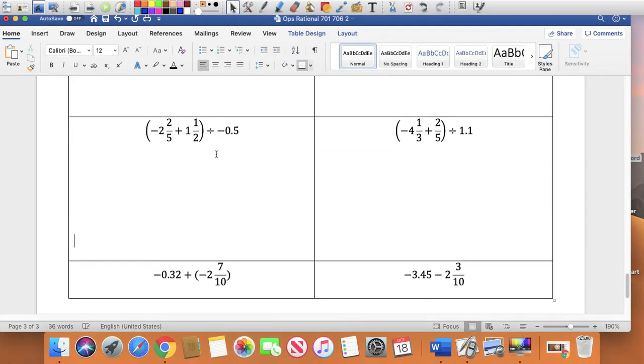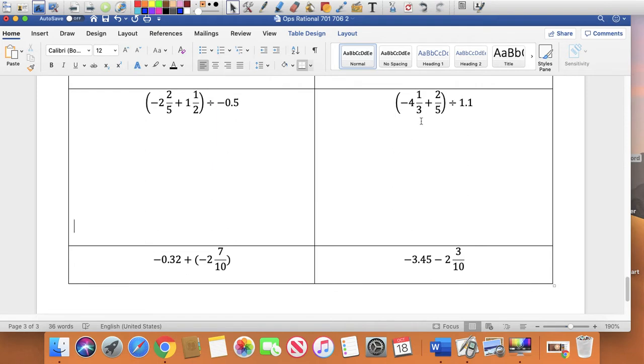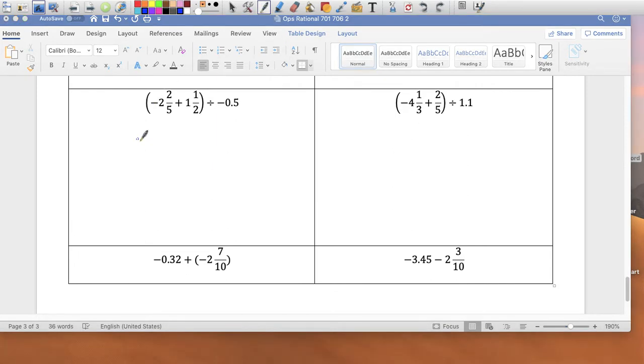Yeah, and then the last two problems here. I think I have time to finish this. And it's going to be, so let's change this. Negative 2.4 plus 1.5 inside. Divide by 0.5.